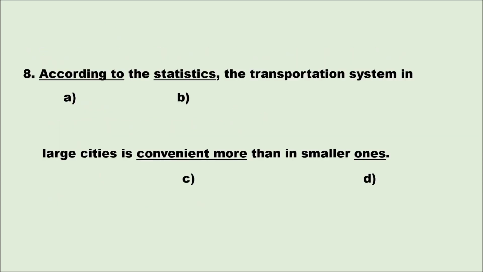Number 8. According to the statistics, the transportation system in large cities is convenient more than in smaller ones. What kind of sentence is this? It's a comparative sentence. Yes, it is another example of a comparative sentence, so once again, I recommend that you watch our video on comparative sentences. How do we know it's comparative? The word than. In a comparative sentence, you need a noun before and a noun afterward. What about ones? Is that a noun? Yes, it is. Excellent. It is a plural pronoun. Even though it says one, the S makes it a plural pronoun. So it is both a noun and a parallel noun. Large cities and smaller ones.